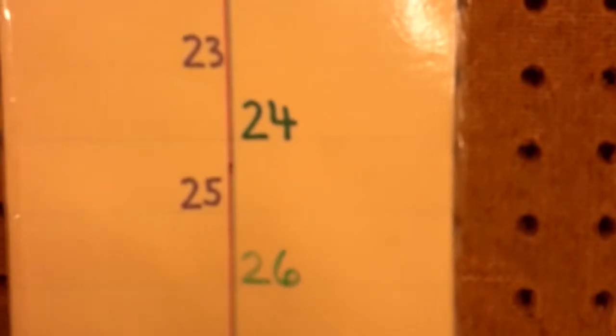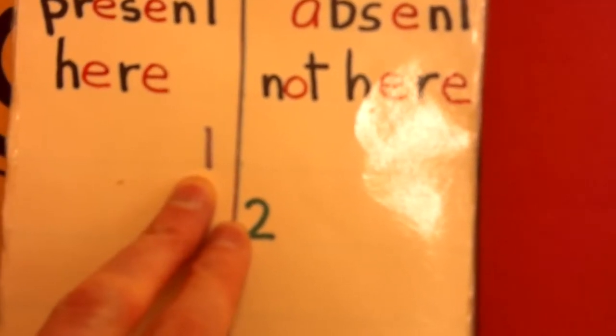On this side, it's the odd numbers. 1, 3, 5, 7, 9, 11, 13, 15, 17, 19, 21, 23, 25. That's skip counting by twos, but using odd numbers. They're on opposite sides of the line, and they're two different colors.